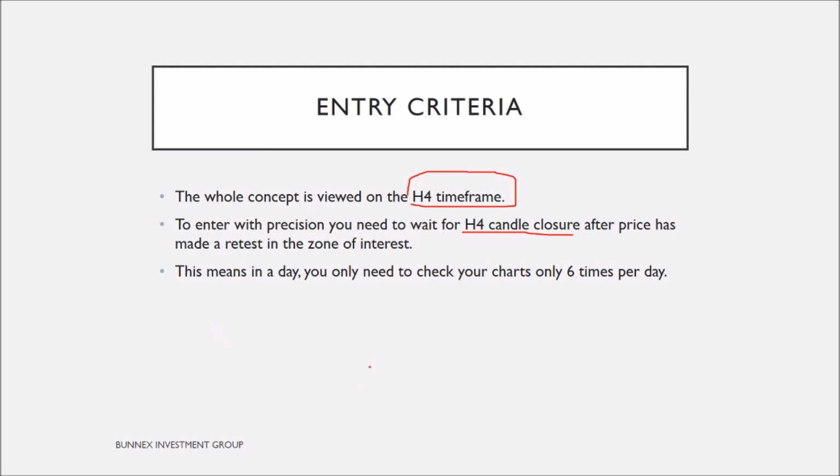So what do we mean? We mean that the price comes, let's take for instance, this is the zone of interest, or in this case, I'm going to use it as a zone of demand. The price comes back, makes a wick, closes, then after candle closure, H4 candle closure, that is when you trigger, you enter a trade.